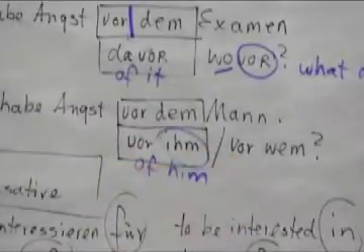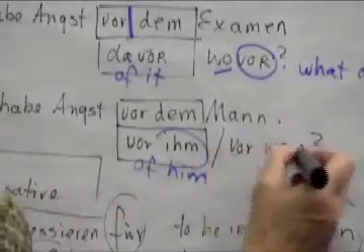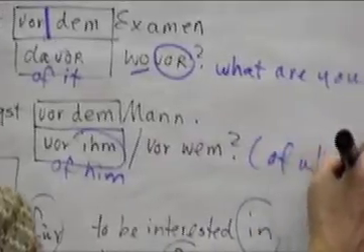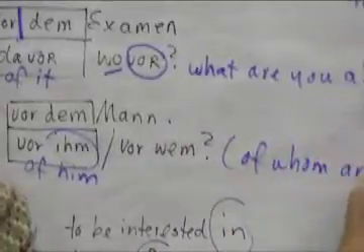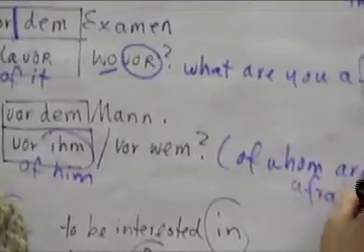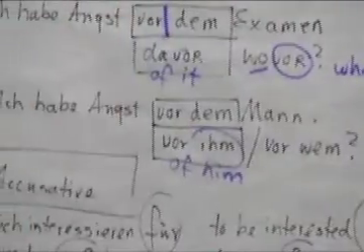And when I ask, whom are you afraid of? We have to say, vor wem? Of whom are you afraid? Alright, now these were some dative examples.